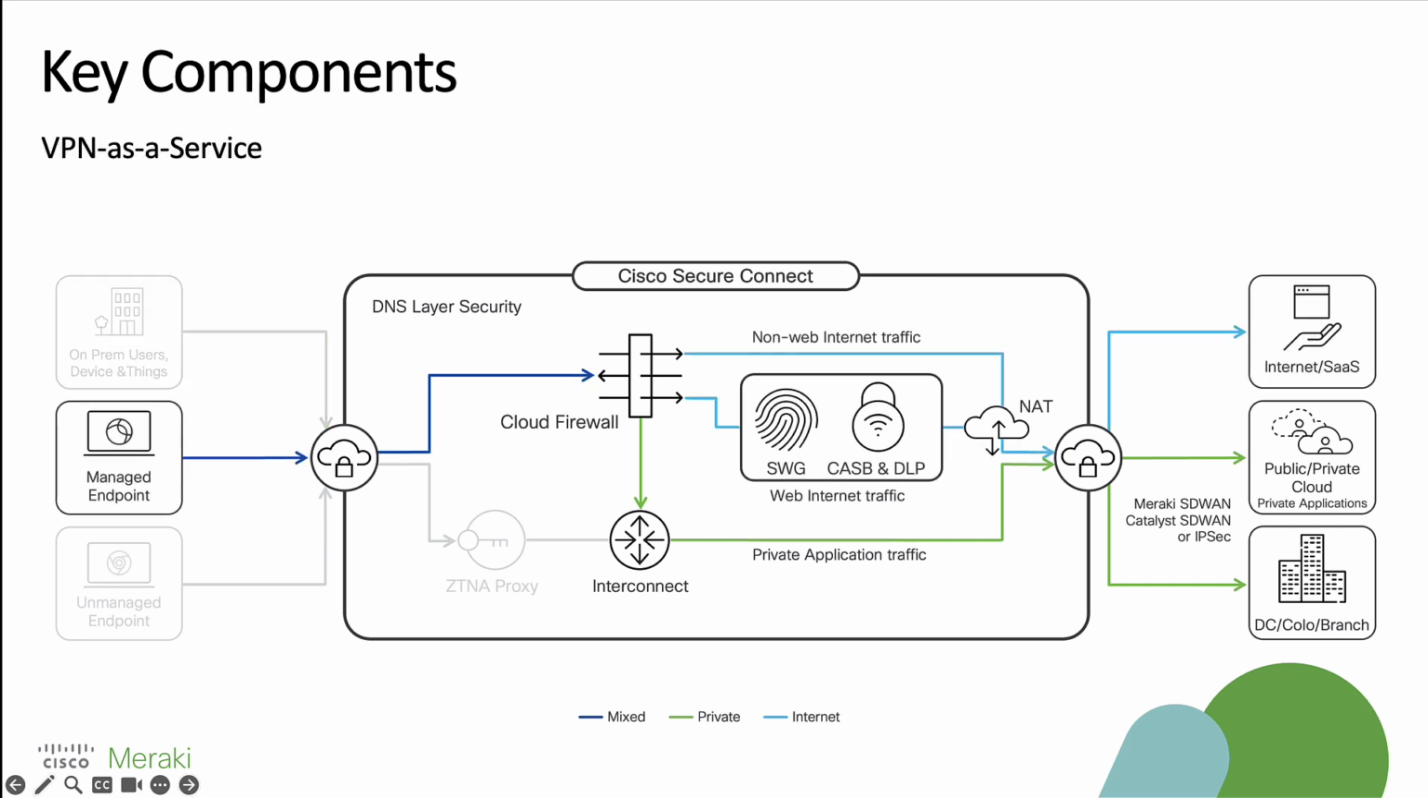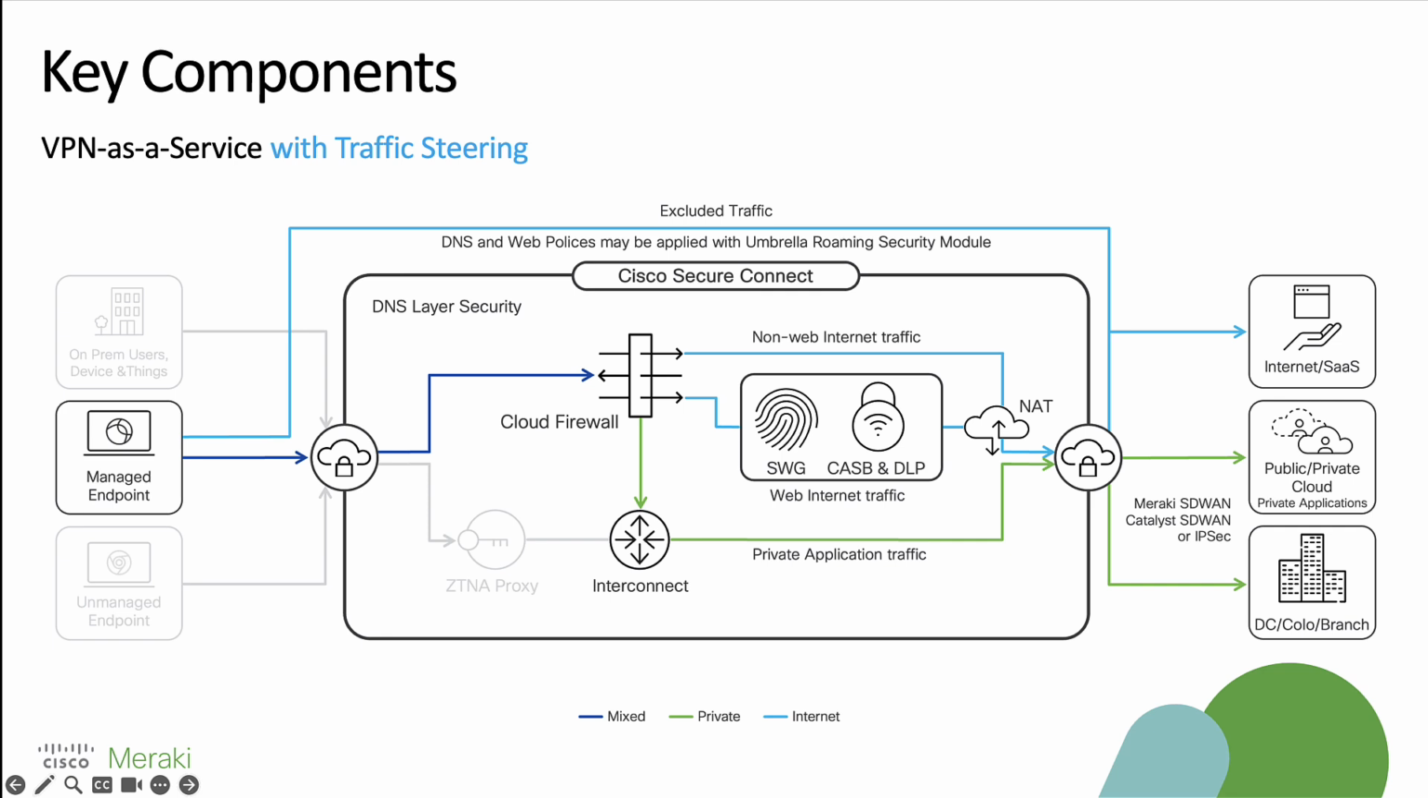Our VPN as a service allows users to connect to one of our points of presence using the AnyConnect module within Secure Clients. Traffic is then passed through to the cloud firewall, and depending on the destination can take up a couple of different paths here. In addition, we are also able to implement traffic steering, so if there are any instances where you want to split traffic away from the cloud service, you are able to do so.